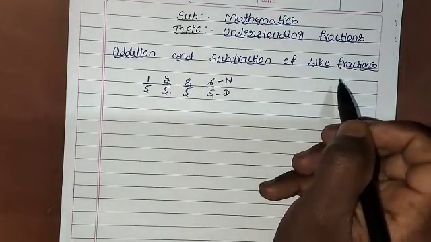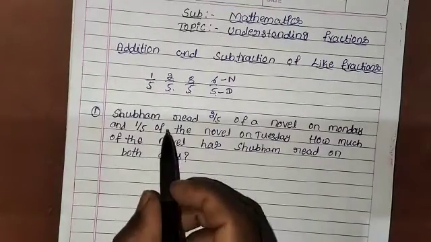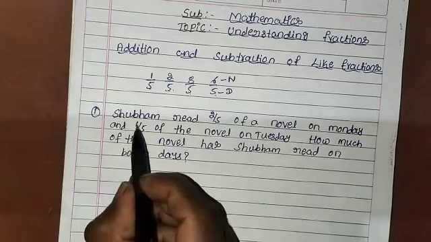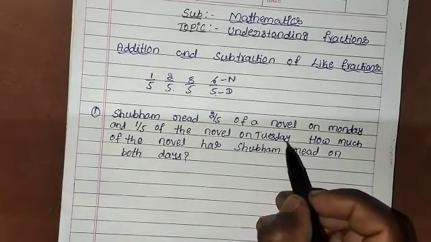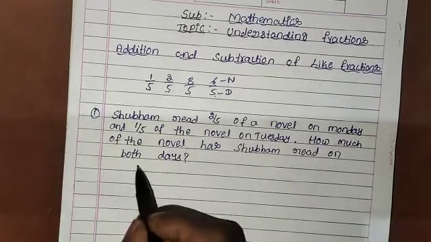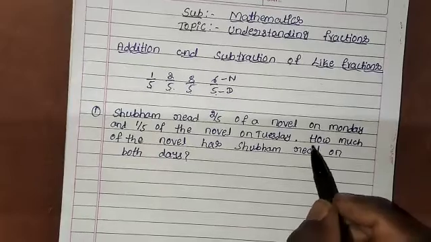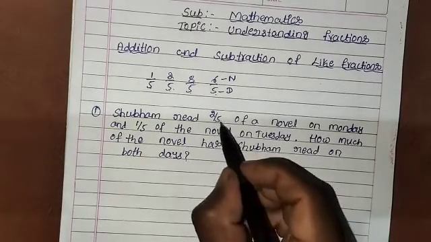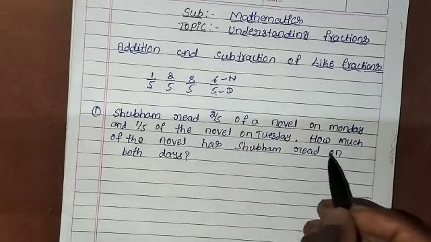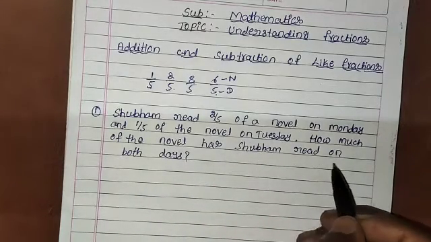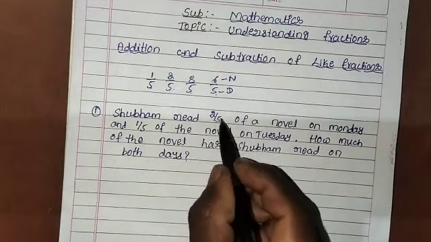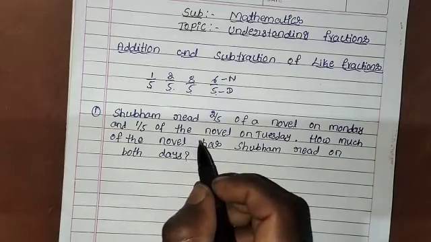Let's see. Here is one problem. Shubham read 2 by 5 of a novel on Monday and 1 by 5 of the novel on Tuesday. Now we have to find out how much of the novel Shubham has read on both days. On Monday Shubham read 2 by 5 of the novel and on Tuesday he read 1 by 5 of the novel, which means we have to add these two fractions, 2 by 5 and 1 by 5.